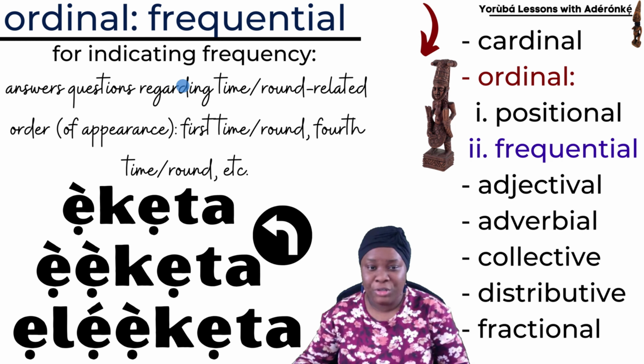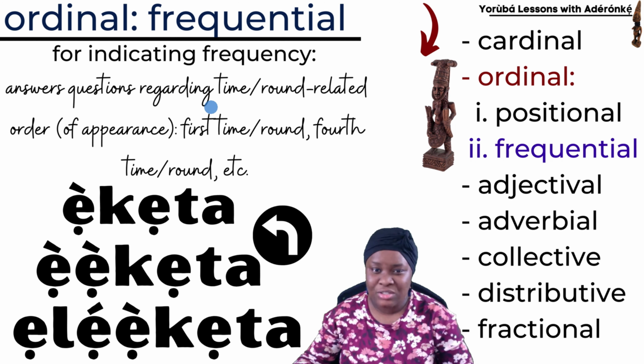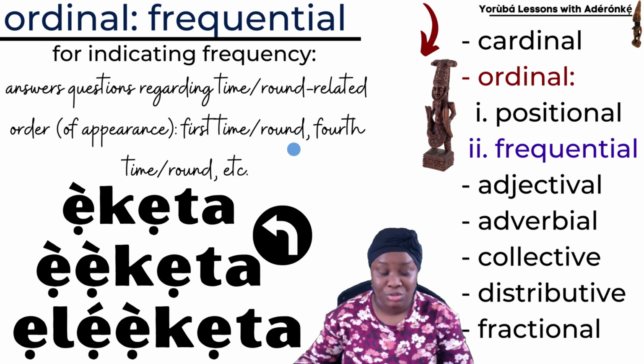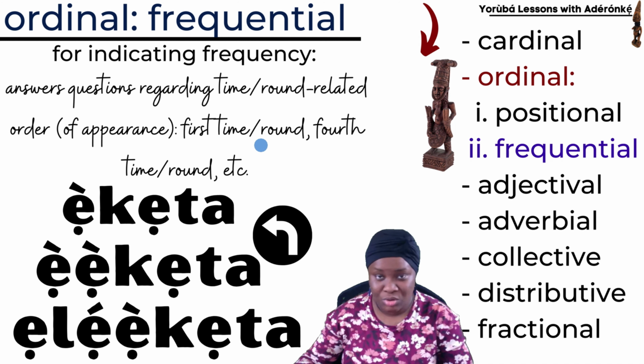For ordinal in the frequential form, you use it to indicate frequency. It answers questions regarding the time or round related order of appearance. So what does that mean? Is it the first time, or is it the first round? Or is it the second time or second round? Is it the third time or third round? Is it the fourth time or fourth round? Use it to answer questions or describe situations that relate to this context.